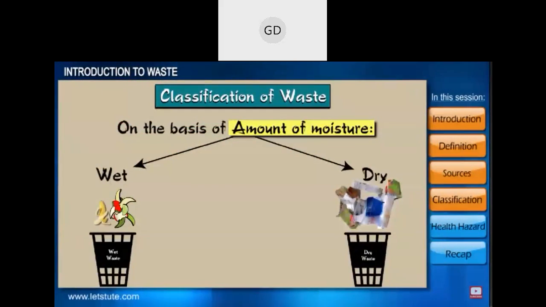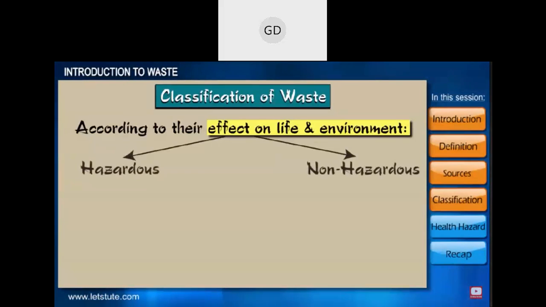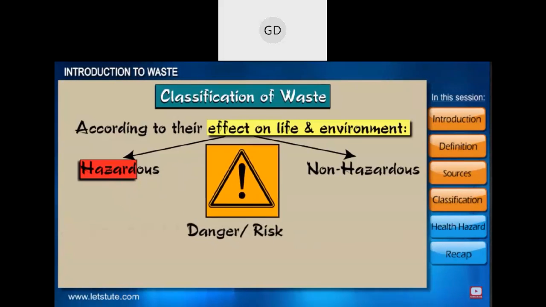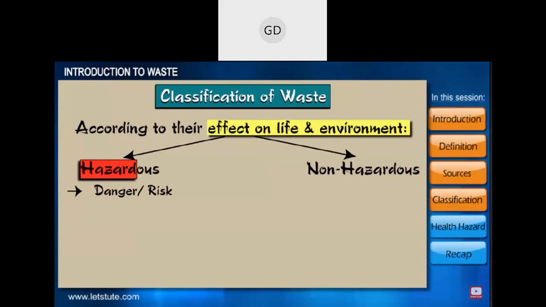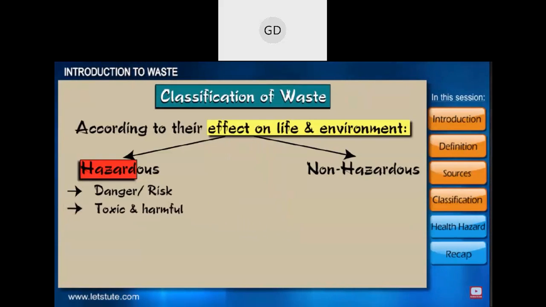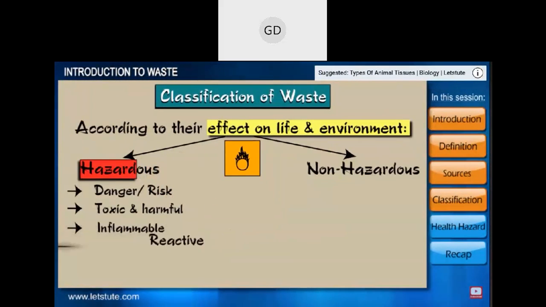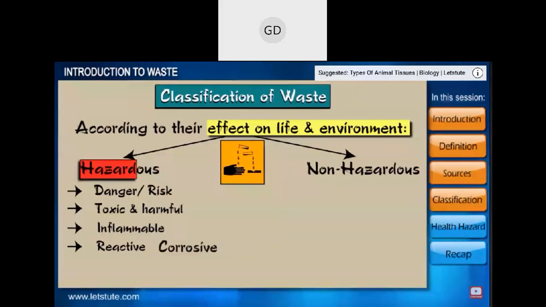Another way of classification of waste is according to their effect on human health and environment. Hazardous. From the name itself, we know hazard means some kind of danger or risk, right? Hazardous wastes are those wastes that could be toxic and harmful to humans, animals, and plants as well. These wastes may catch fire very easily. They are very reactive, corrosive, and even explosive.